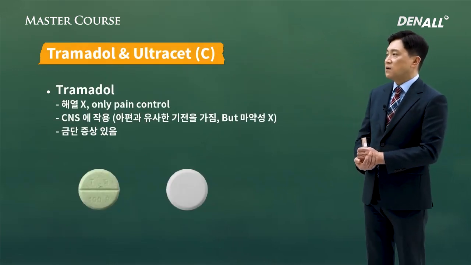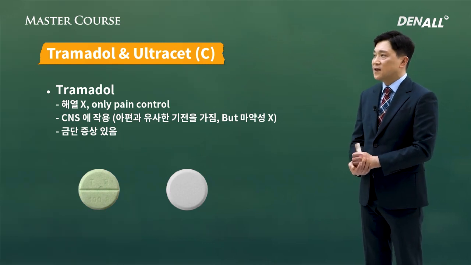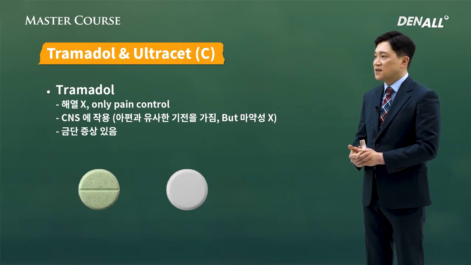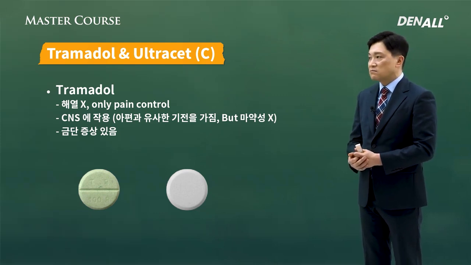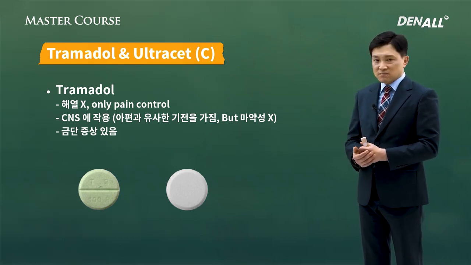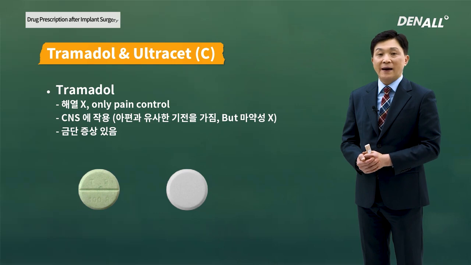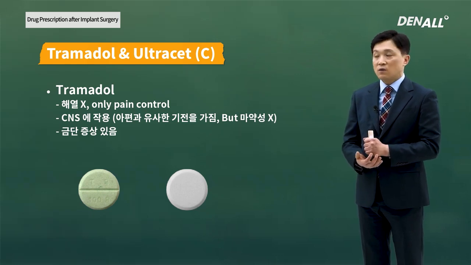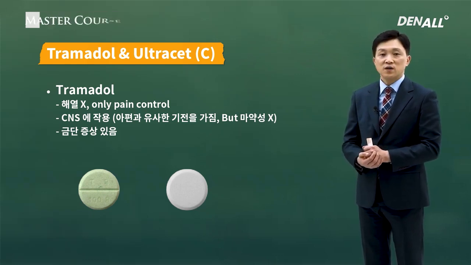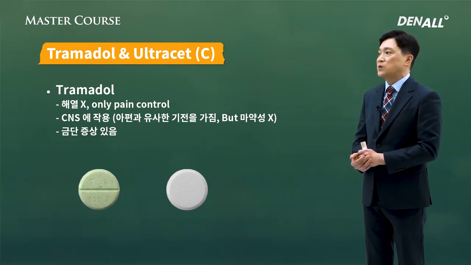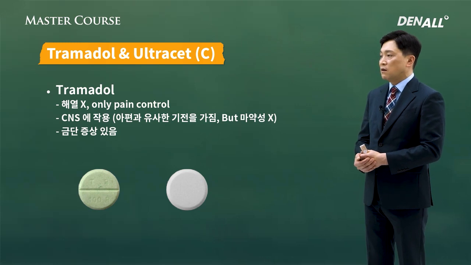Next, now we are using a lot of this, and also the orthopedic department uses Ultraset. Let me talk about tramadol and Ultraset together. Tramadol is not an NSAID. It is a pseudo-opioid. It is closer to opioid. The drug does not have a fever-reducing or anti-inflammatory effect. It has only an analgesic effect. The mechanism is similar to opioid, but it is not an opioid. Therefore, we can prescribe it.